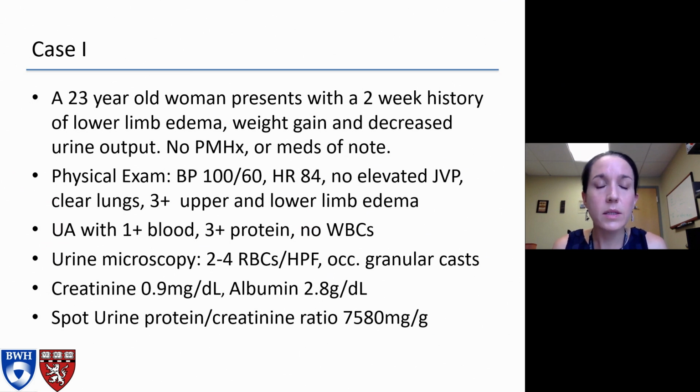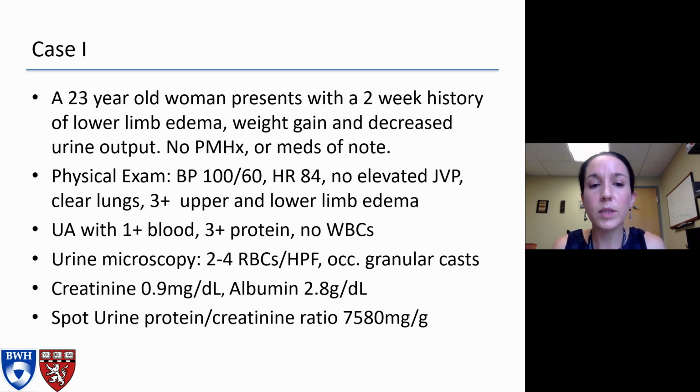So let's do a case to apply some of the things that we've talked about. This is a 23-year-old woman who presents with a 2-week history of lower limb edema, weight gain, and reduced urine output. She really has no past medical history of note. On exam, her blood pressure is 100/60, her heart rate is 84, she has no elevated JVP, her lungs are clear, and she has 3+ upper and lower limb edema.